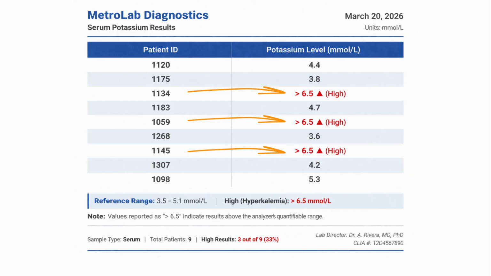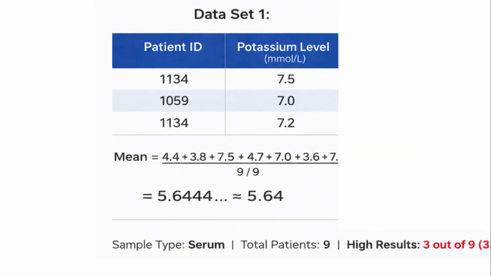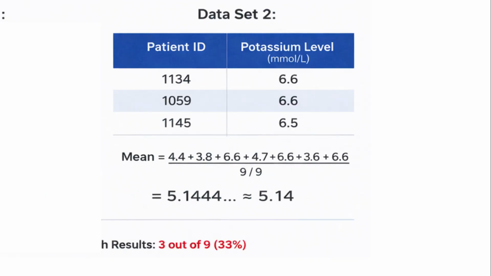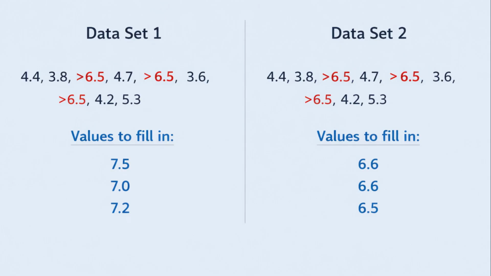Here's a data set. 3 values are reported as greater than 6.5, but you don't know their exact values. So here's the question. What is the average? If I fill those in as 7.5, 7.0, and 7.2, the mean is 5.64. But if I instead use 6.6, 6.6, and 6.5, the mean drops to 5.14. Same data, 2 different answers.